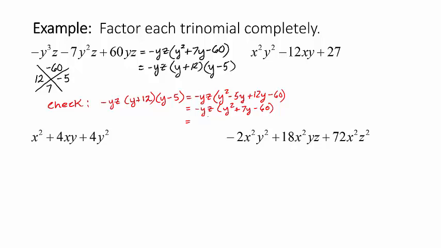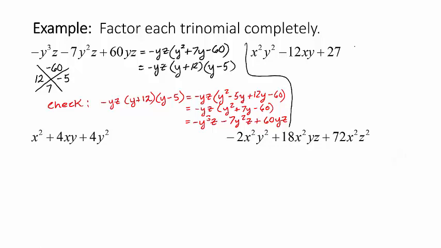Now we just need to distribute the GCF through, right? So negative yz times y squared is negative y cubed z. Negative yz times 7y is minus 7y squared z. And negative yz times negative 60 is positive 60yz, which is exactly what we started with.